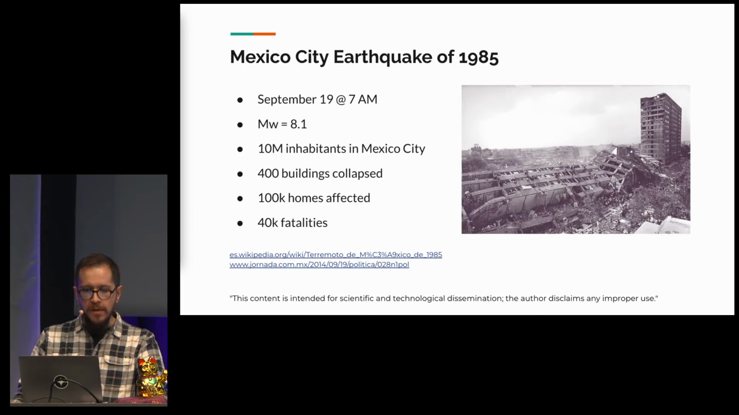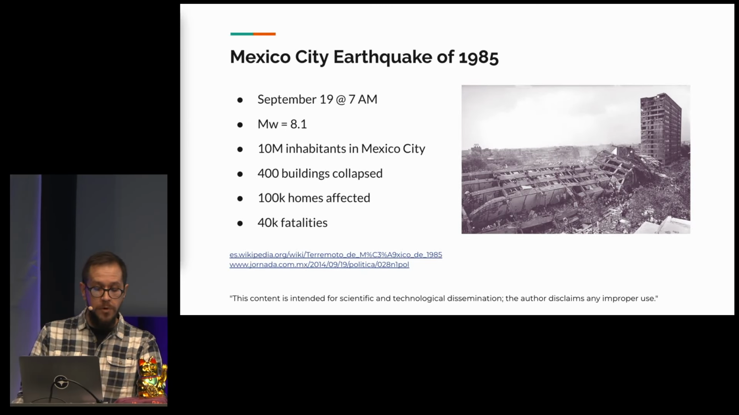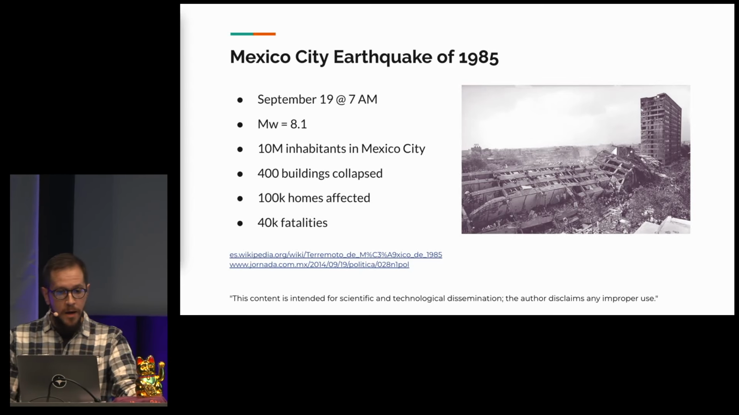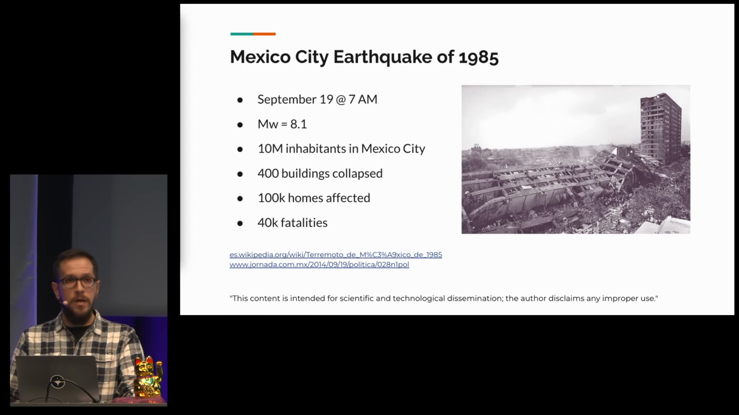So this story begins on the 19th of September of 1985. I was 1 year old. I don't remember much about it, but there was a very big earthquake in Mexico City. At that time, Mexico City had about 10 million people. Right now, we are 30 million people, but still we had 14,000 casualties at that time. It was a very big earthquake.